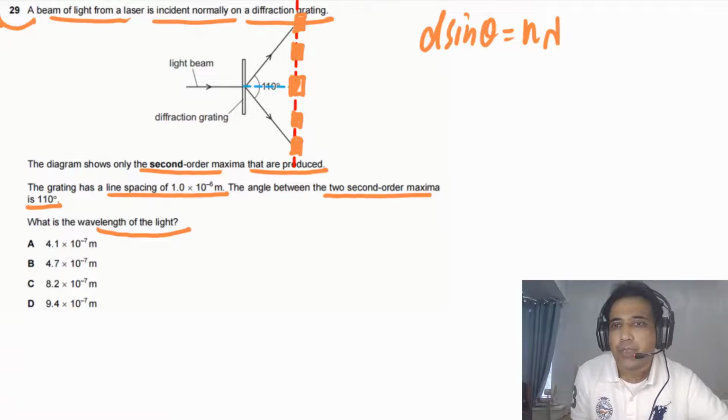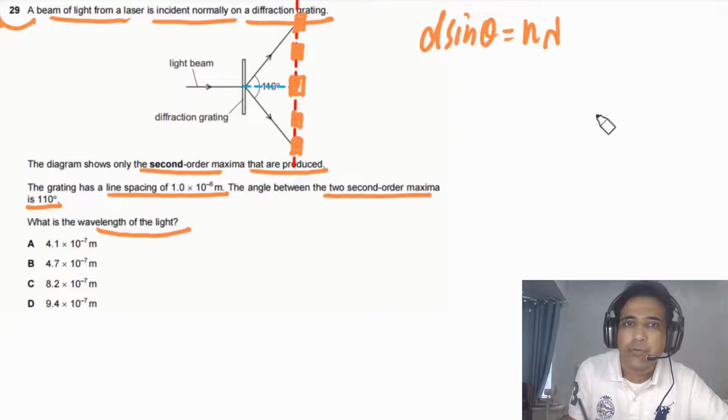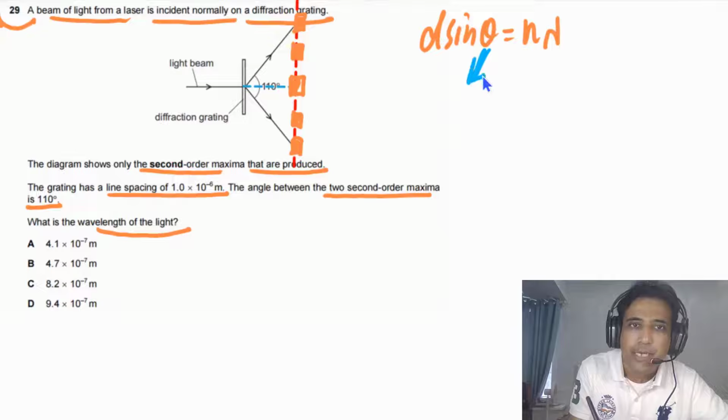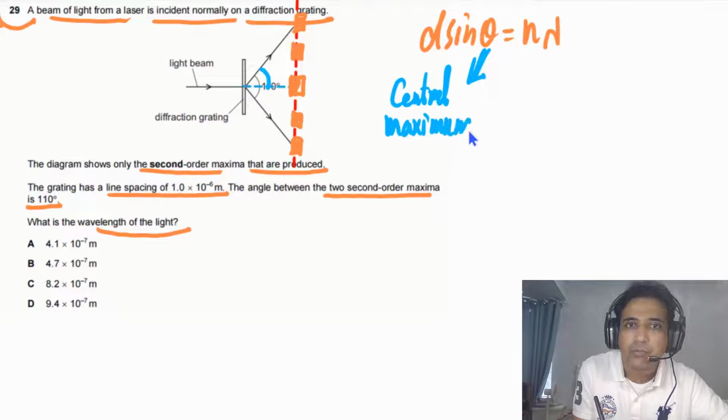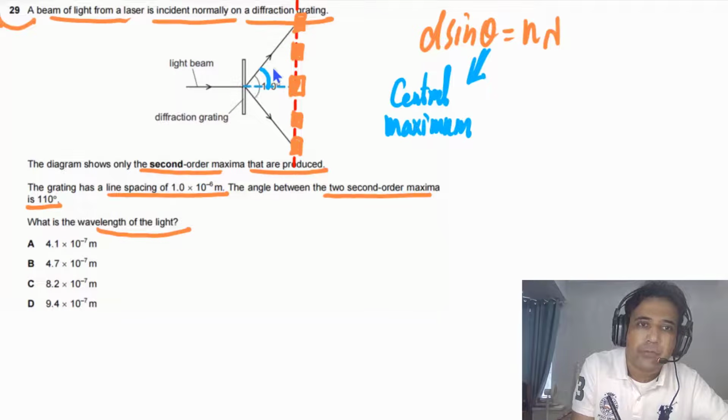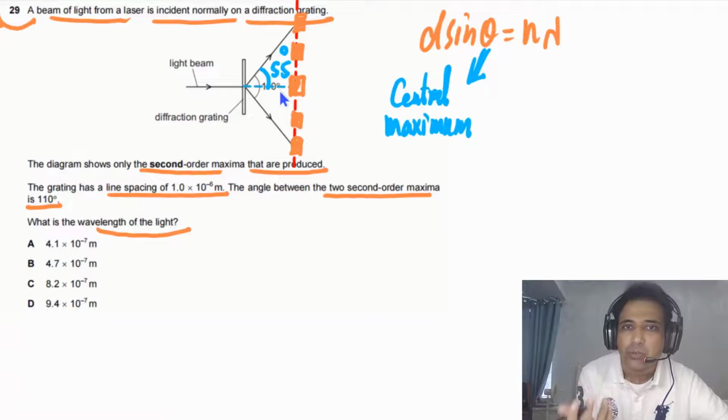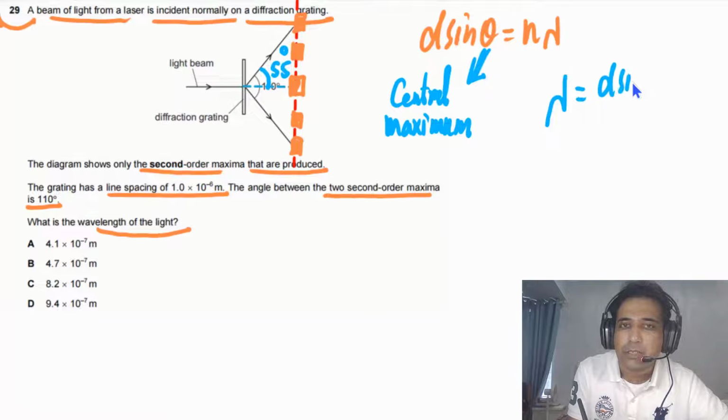Now for this formula we need to understand what this angle is. This is the angle between the center maxima and the next fringe. So we have to take this angle, measured from the center maximum. So it means this is half of the given angle, so this is 55 degrees. That's all we need to understand. For this question, we need to find the value of lambda. So we can say this is equal to d sine of theta divided by n.